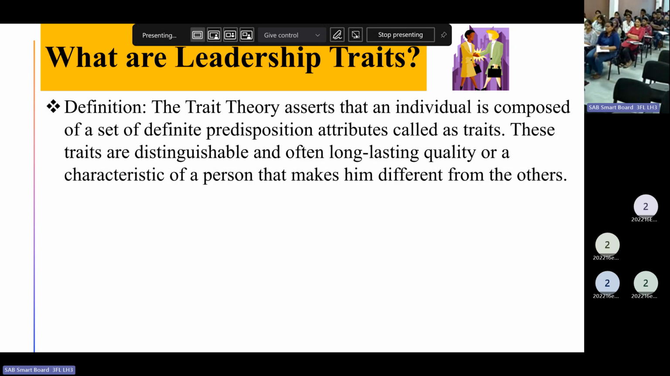Okay. So, a predisposition for traits. These traits are distinguishable, long-standing, and do not vary or diminish over a period. They are continuously with you. If you are intelligent, you continuously expand. A trait is a quality or characteristic of a person that may be different from others. So this was the belief of these studies.